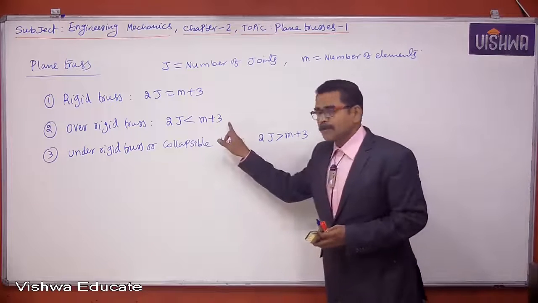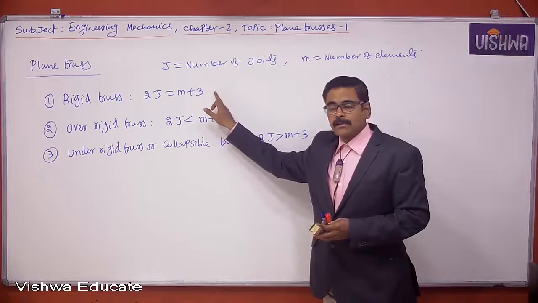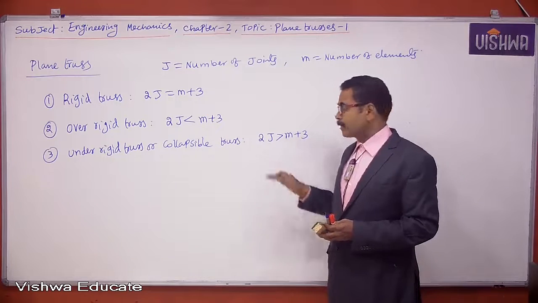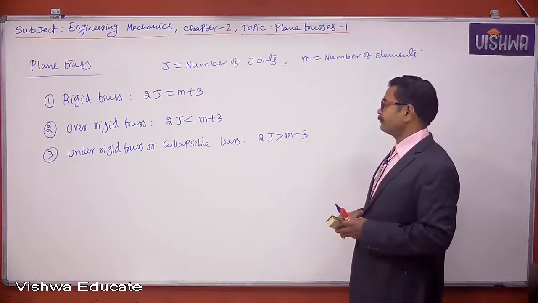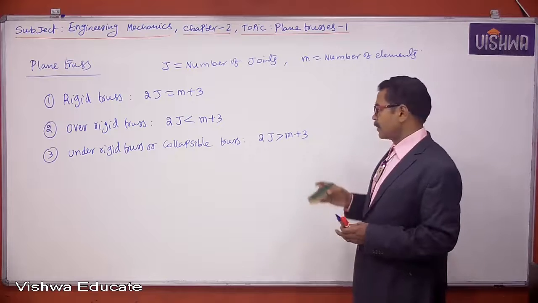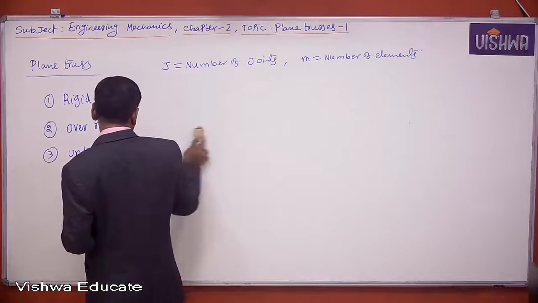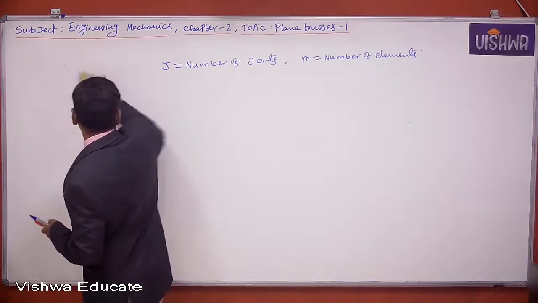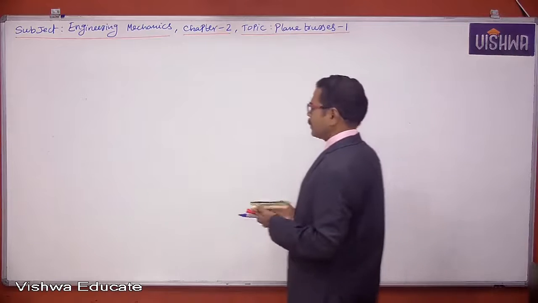In this truss, the number of members is more than required. Here the number of members is just required. Here the number of members is less than required. Like that you have to understand. So let us examine a few trusses, whether they form a rigid truss, under rigid truss or over rigid truss.